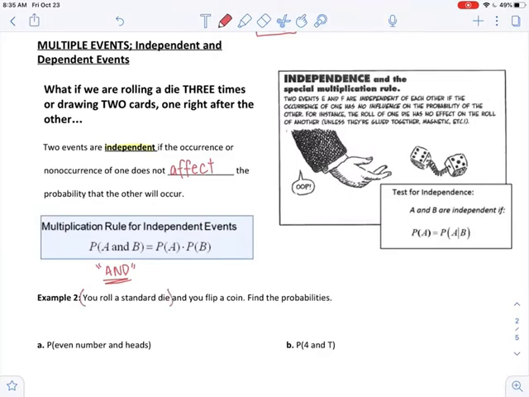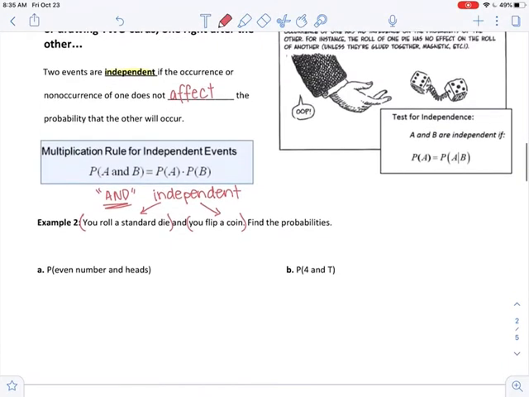All right. So for our second example, you roll a standard die and you flip a coin. So rolling a die and flipping a coin are 2 separate events, okay? So they are independent events. They don't depend on each other. They don't affect each other. And that's really how you can tell the difference. So if we're going to find the probability of an even number and heads, remember we're looking at a die and we're flipping a coin.